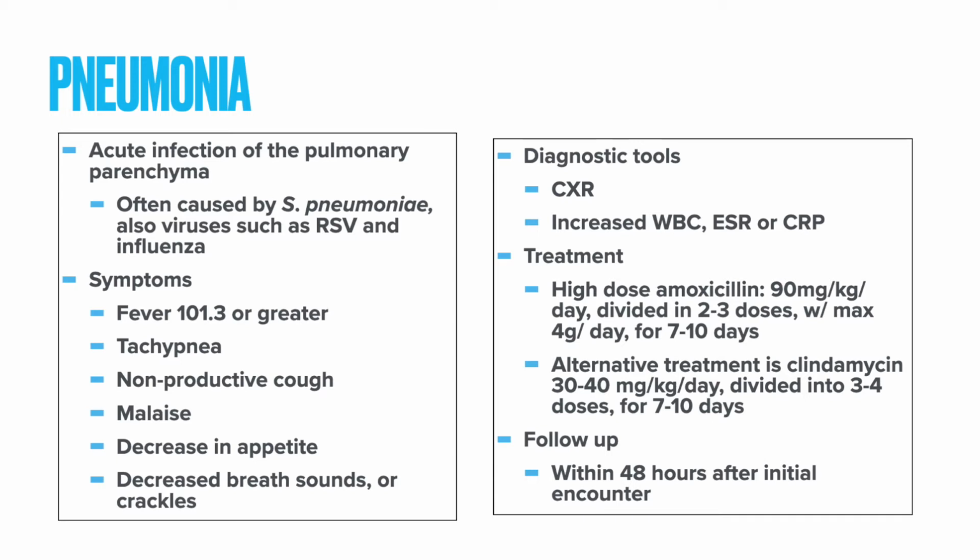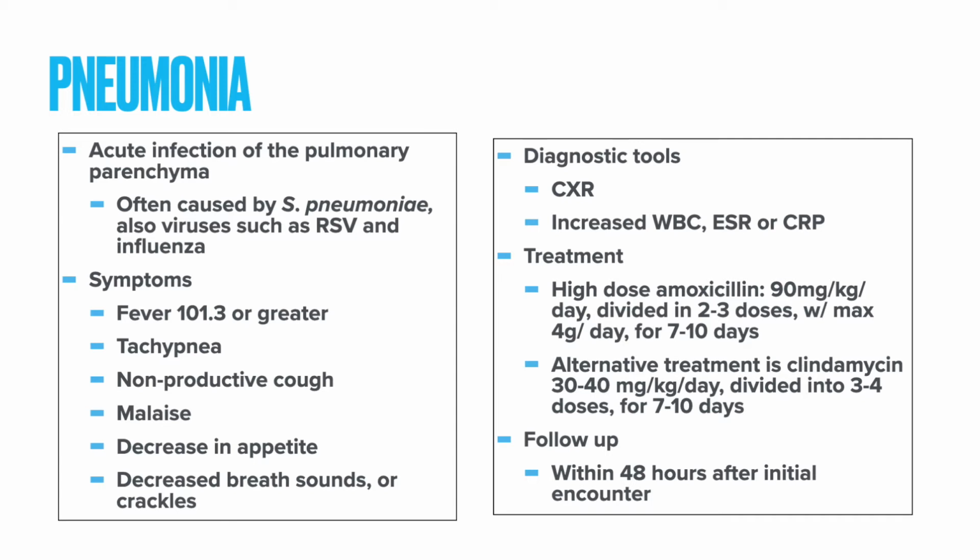This is often caused by the bacteria Streptococcus pneumoniae, but it can also commonly occur from different viruses such as RSV or influenza. There is community acquired pneumonia, which is acquired in the community, for example, perhaps school, and then hospital acquired pneumonia, which, as the name states, is acquired in the hospital.